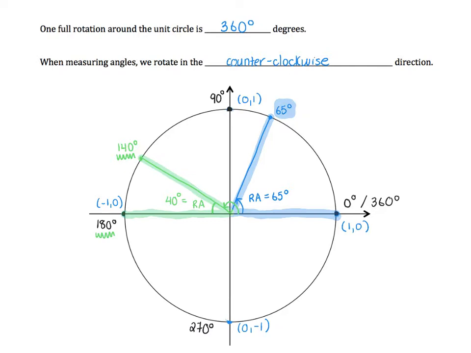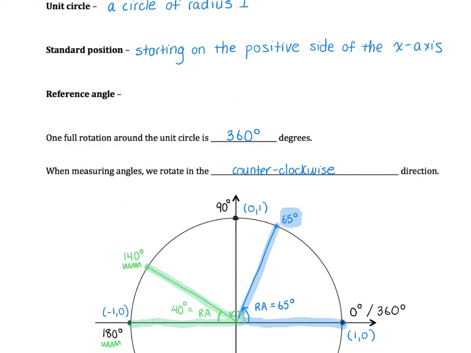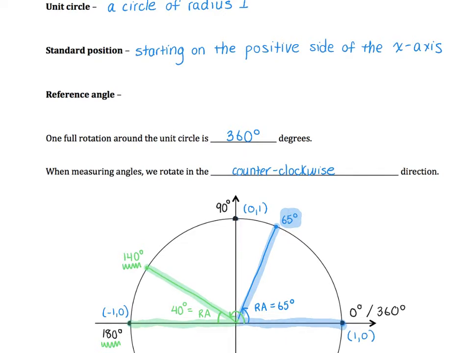Okay, so let's just go back right now and make a few notes about reference angle. So reference angle, by definition, is the angle a given angle makes with the x-axis. Okay, so important things. It's always the x-axis. Always, always, always. All right, and as such, your reference angle is always going to be acute.